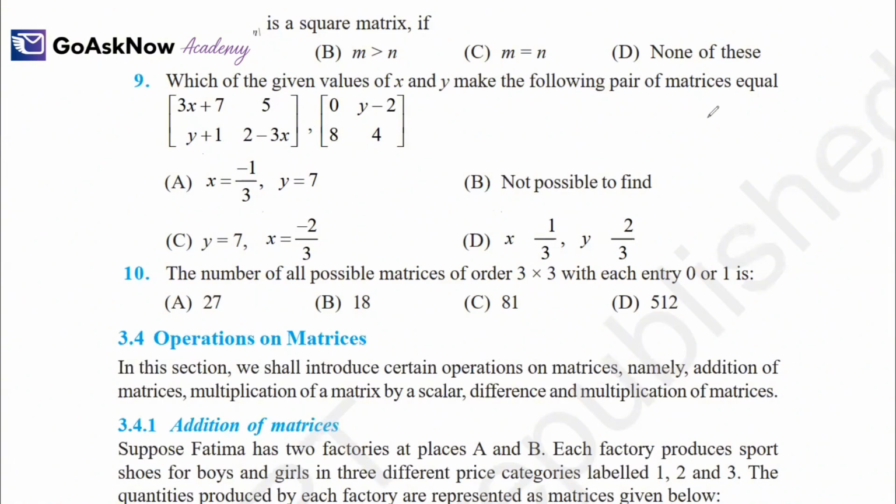Like you have a matrix with order 3 cross 3. Okay. So you have here A11, A12, A13, A21, A22, A23, A31, A32, A33. Okay. So we have to find the number of all possible matrices of order 3 cross 3 with each entry 0 or 1. Okay. So each entry should be 0 or 1 only.